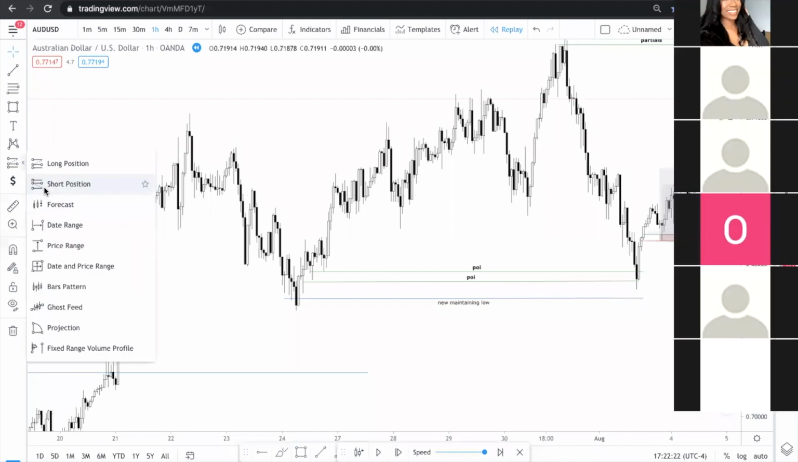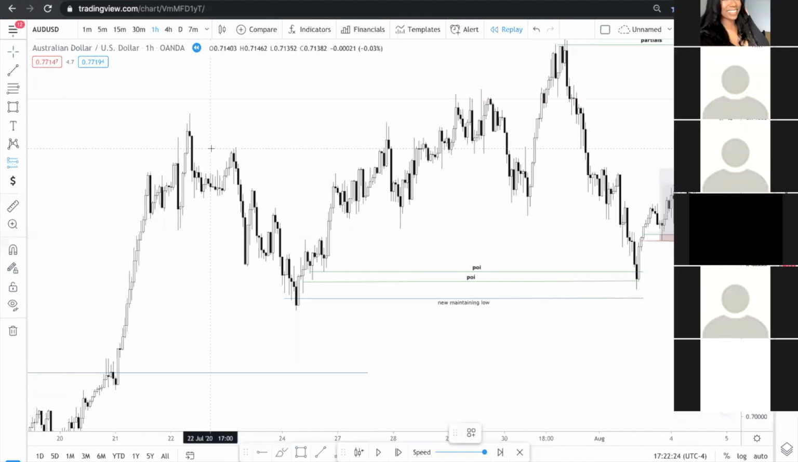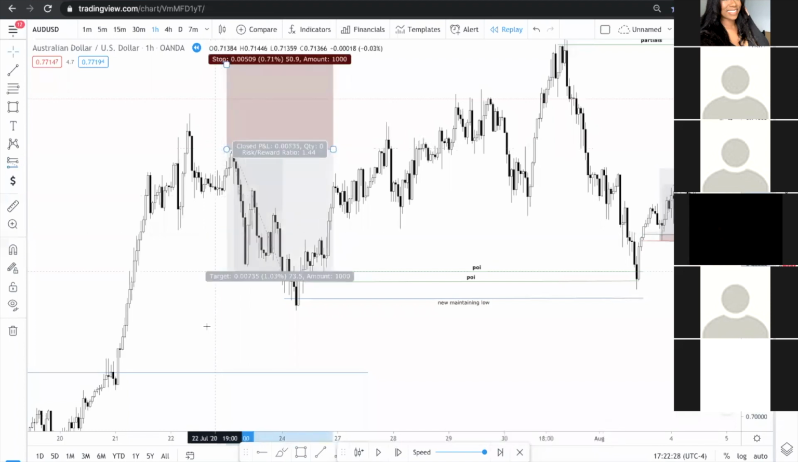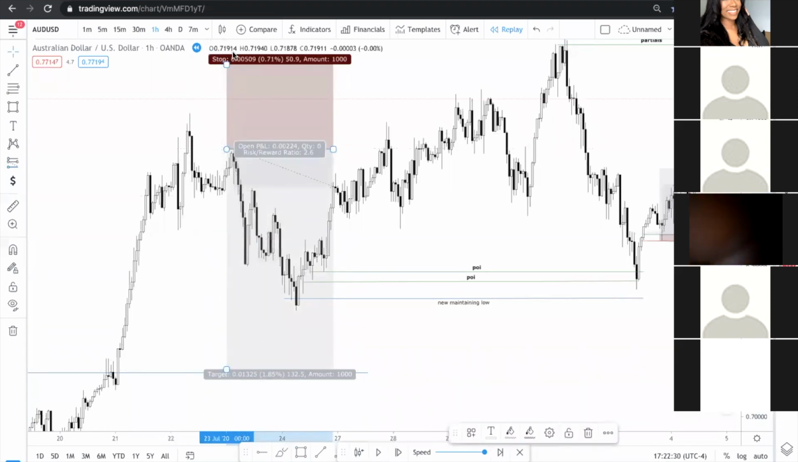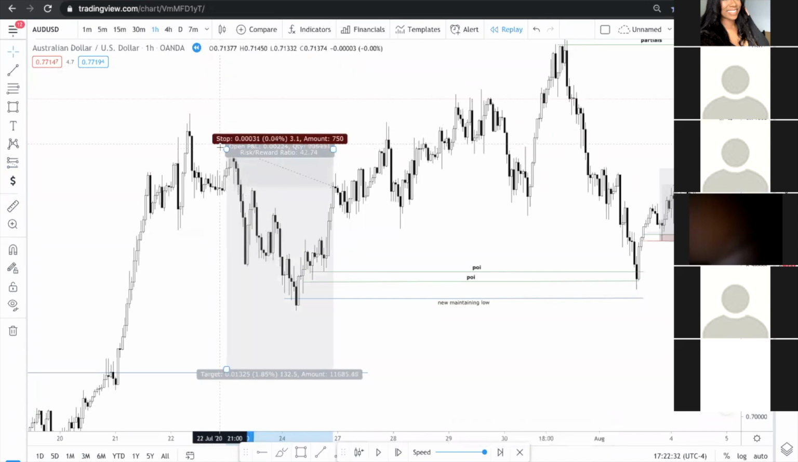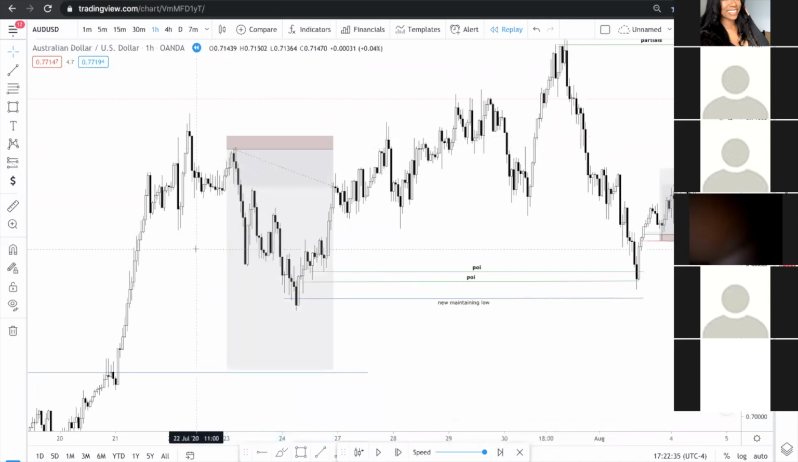So if we're in a bullish market, can you sell? Yeah, you can. Just don't drag your take profit all the way down here in a bullish market, wherever you want to do it, because it may not smash, right?